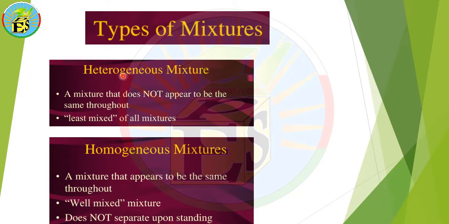Types of mixtures: heterogeneous mixtures and homogeneous mixtures. Heterogeneous mixtures don't appear to be the same throughout. Like if I mix water and oil, I can't say this is one material. Homogeneous mixture is a mixture that appears to be the same throughout and doesn't separate upon standing. Like if I mix ethanol and water, it looks like one matter.